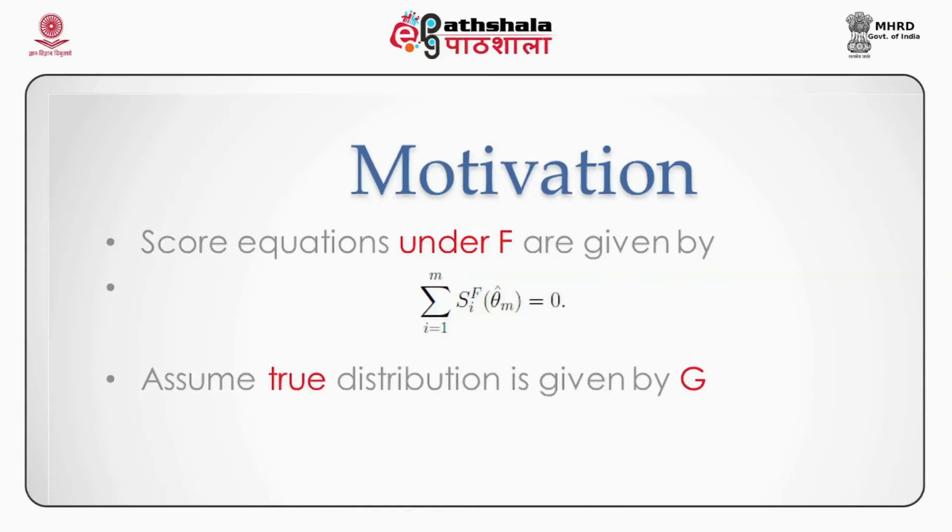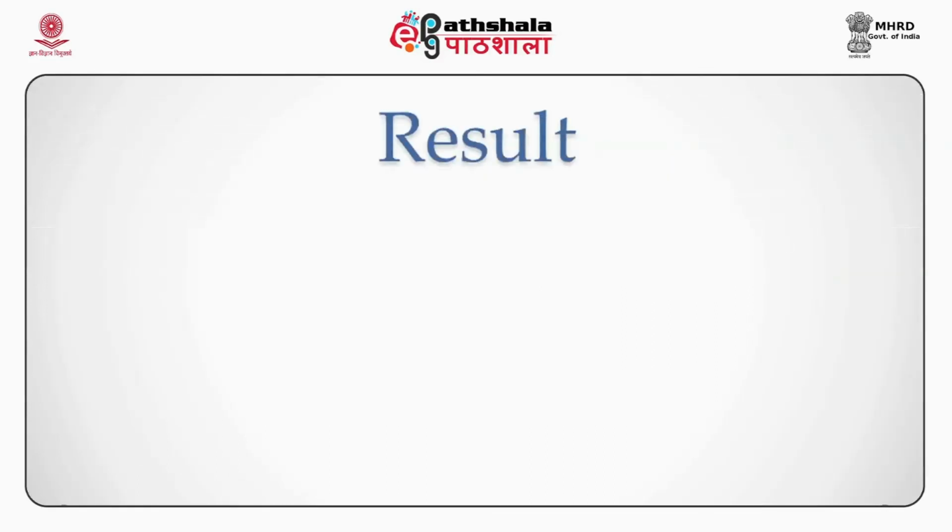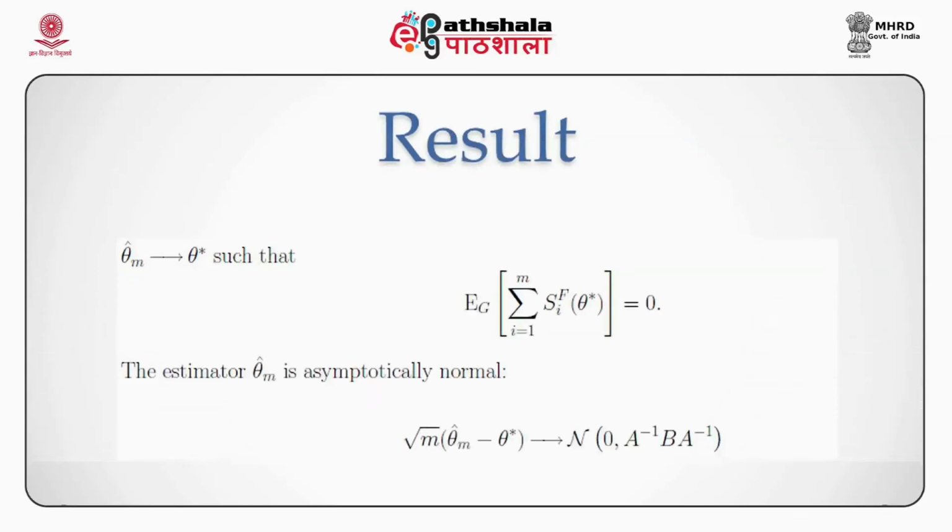However, assume that the true nature of the distribution is not specified by f, but rather is given by some other probability distribution, which is given by g. It is possible to show that theta_m hat will tend to some theta star such that the expectation under g of summation i equal to 1 to m s_i(f, theta star) is equal to 0.